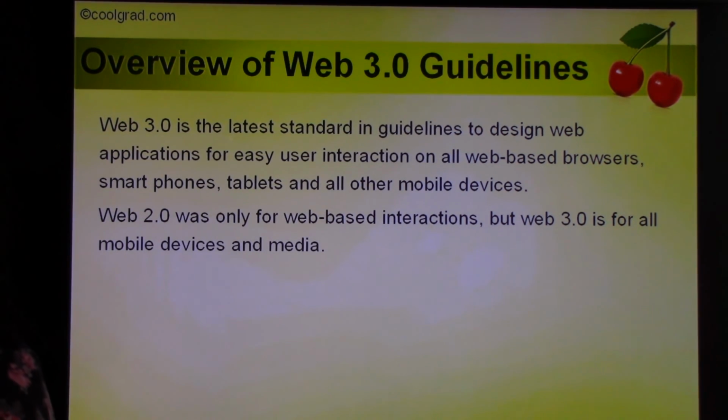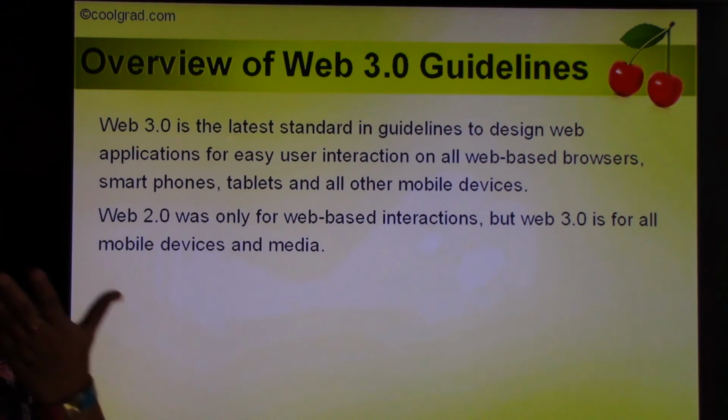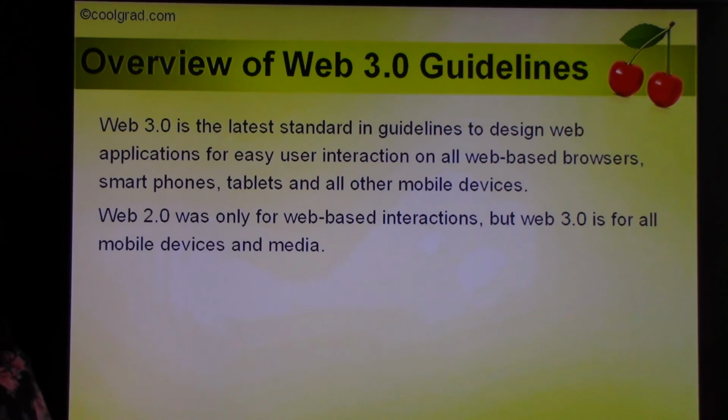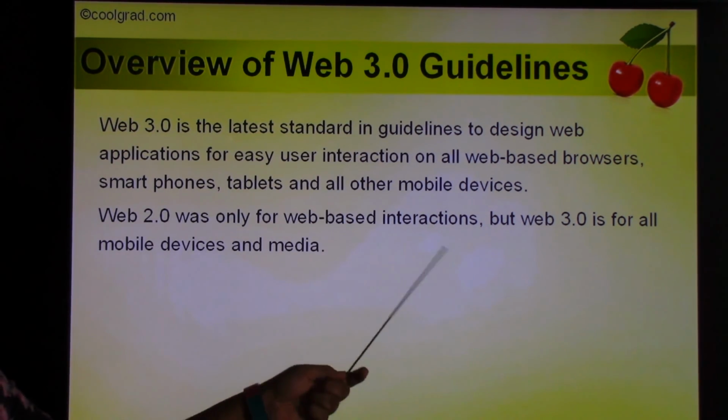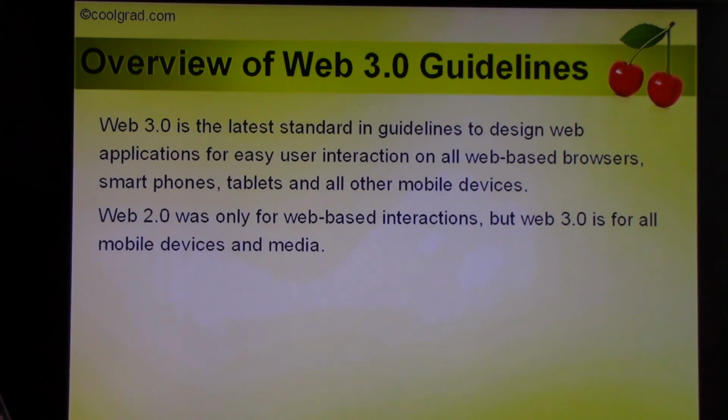So if you're designing a website, you must take care not to shock or surprise the users. For example, a login is usually on the top right corner somewhere. And if in your website you introduce a login button on like the bottom left corner, people are going to be looking all over your web page searching for the login button. That's not a good user experience. That would confuse them and make them angry. So that's a simple example, for instance. And Web 2.0 guidelines was only for web-based interactions, but Web 3.0 is for all mobile devices and media.